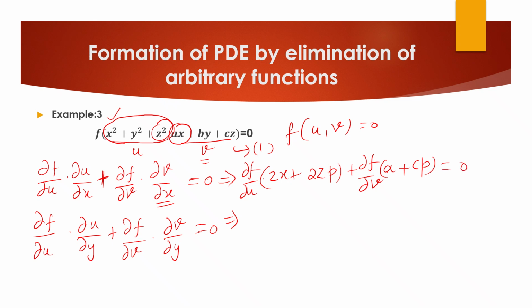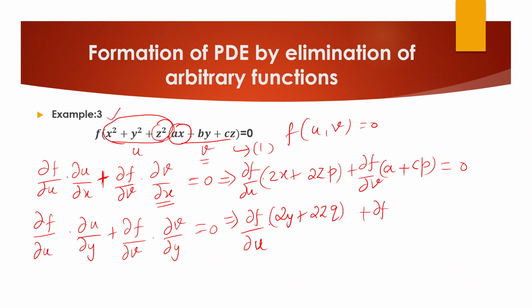Similarly, when you differentiate the function with respect to y partially, we get dou f by dou u into dou u by dou y. Now we are differentiating u partially with respect to y, so the first term will become 0 and this term is 2y. And z is also a function of y, so this comes as 2z into dou z by dou y, which means q.